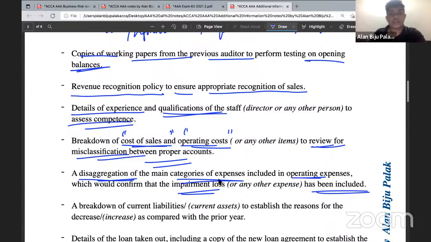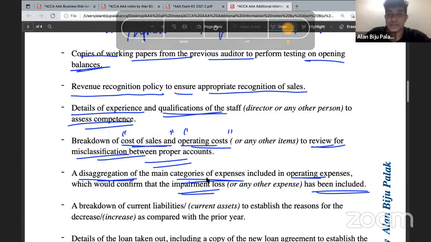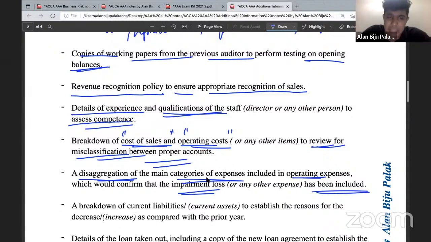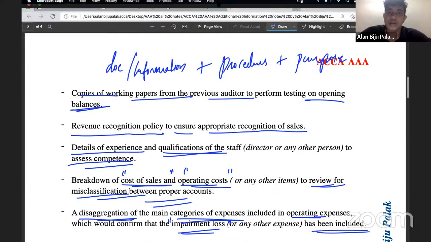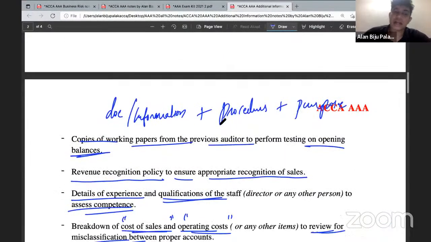So if you are having any doubt whether the company has charged amortization, or whether the company has charged depreciation expenses on a new asset, what you can do? Disaggregation of main category of expenses included in the operating expenses, which would confirm the amortization expenses have been included or the depreciation expenses have been included. So you only need to replace the term impairment losses with whatever other expenses that you need to find out. So this will be the way in which you will be providing additional information. So always keep this one in mind while writing the additional information.